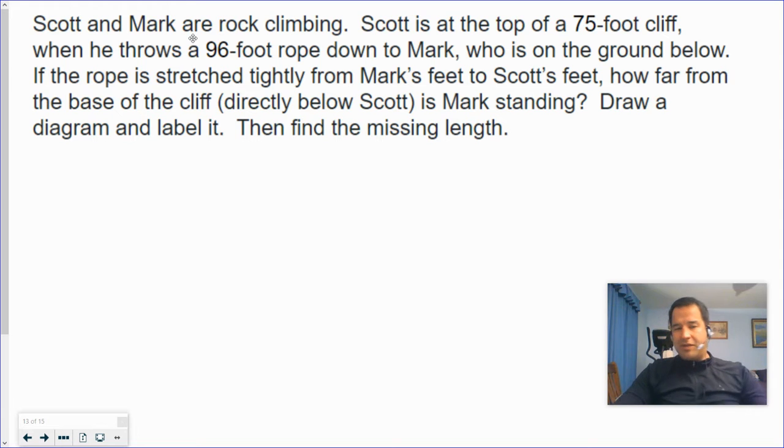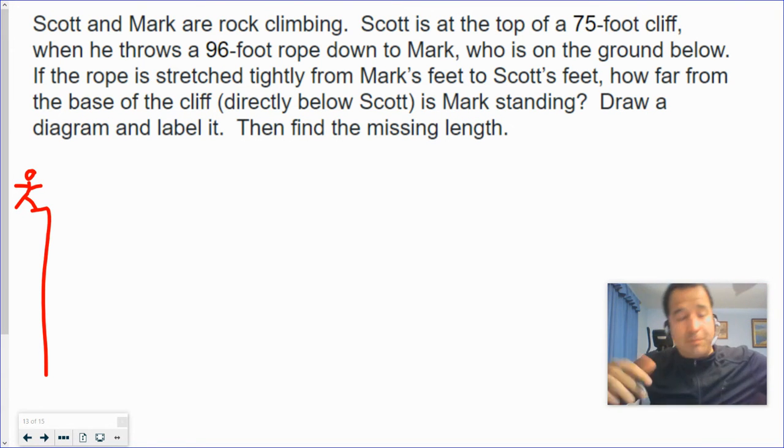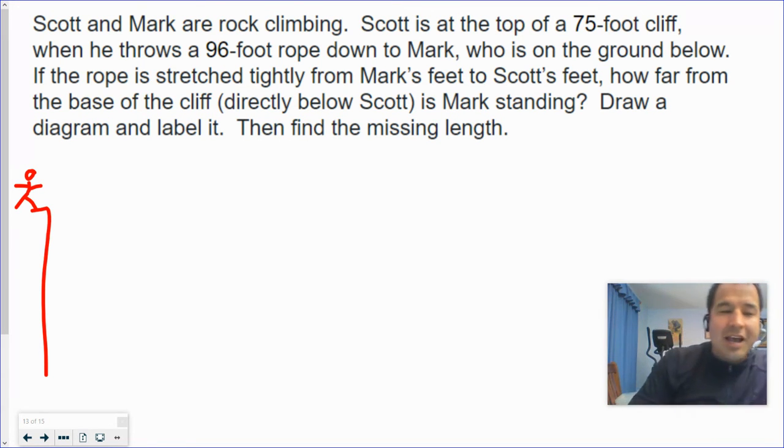Okay, let's give it a shot. So here is my cliff. And here's, which one's at the top? Scott. Here's Scott. Beautiful. He's got the hips over to one side. Anyway, he's dancing. This cliff, how tall is the cliff?